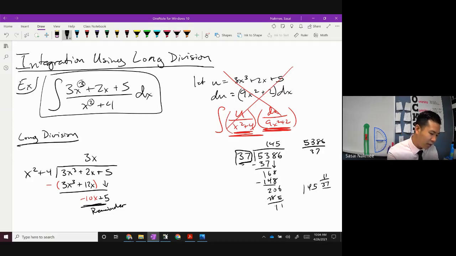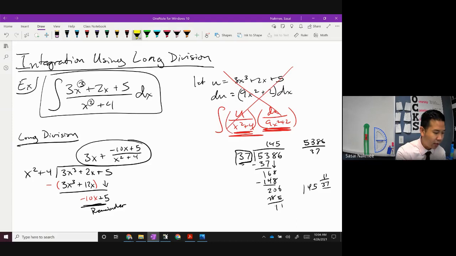Over here, this remainder is going to be negative, I'm sorry, it's not negative, is it? It's going to be plus negative 10x plus 5 over x squared plus 4. So what I've done essentially is figured out a way that I can rewrite this fraction as this one right here, simplified using long division.